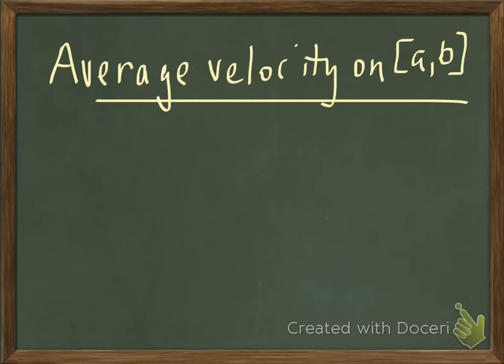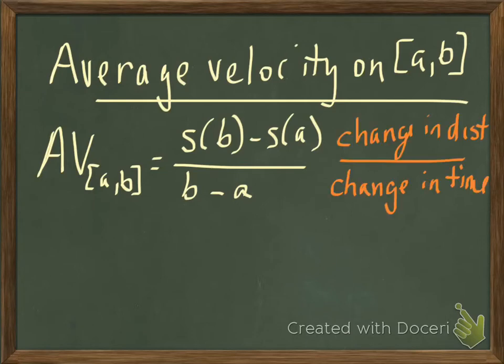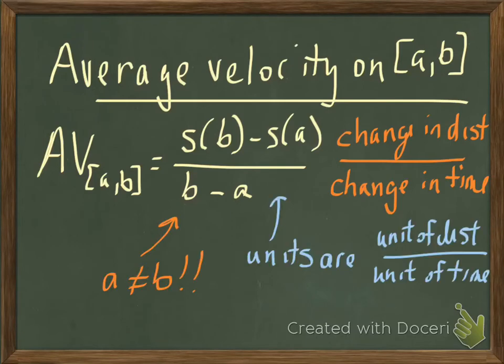Let's think about how to write that mathematically. The notation we're going to use is AV for average velocity, with subscript the interval from a to b. And it is s of b minus s of a divided by b minus a. That is exactly our change in distance, s of b minus s of a, over our change in time, b minus a.